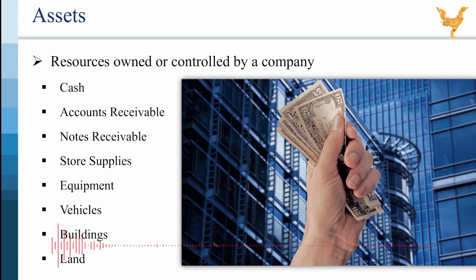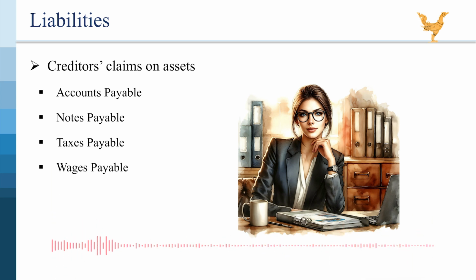Equipment. This includes machinery, computers, tools, and other assets used in production or operations. Vehicles. Cars, trucks, or vans used by a business for deliveries, transportation, or other business needs. Buildings. Structures used by the company for offices, manufacturing, storage, or retail space. Land. The property on which a company's buildings stand or land held for future use or investment. Key takeaway. All these items represent something of value that the company owns or controls and can be used to generate future economic benefits. If assets are what a company owns, liabilities are what a company owes to others.